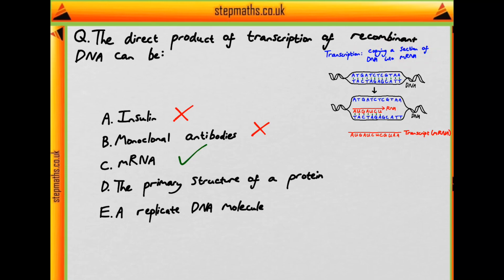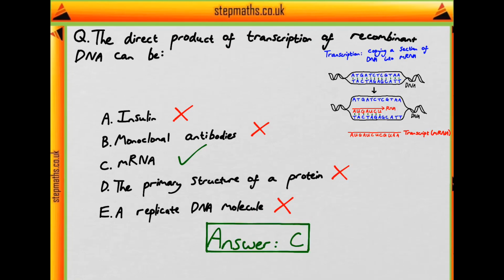And for completion, it's not the primary structure of a protein, as that is what is produced directly out of translation, as the primary structure is the sequence of amino acids. And finally, a replicate DNA molecule. We know that's the product of DNA replication rather than transcription. So this corresponds to answer C.